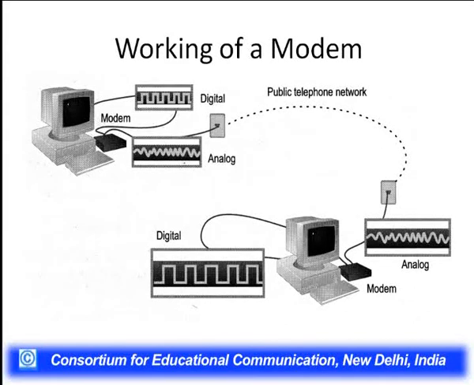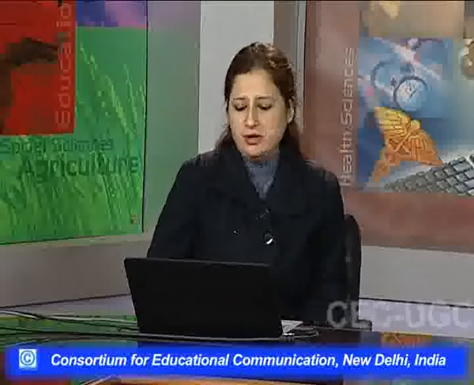So this diagram actually shows the working of a modem, how a digital signal from a computer passes to the modem and is converted into an analog signal. This analog signal is traversed on the public telephone network. It reaches the receiver, where the receiver's modem transfers the analog signals and provides it in the form of a digital signal. So this is basically the work of a modem.